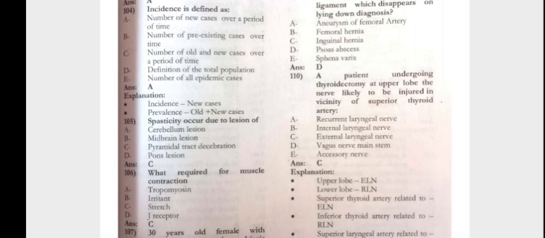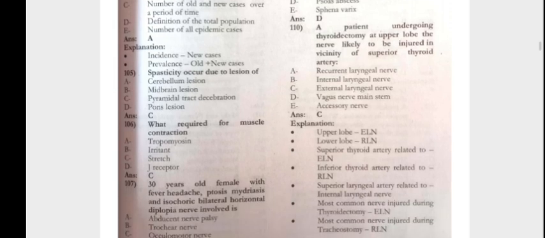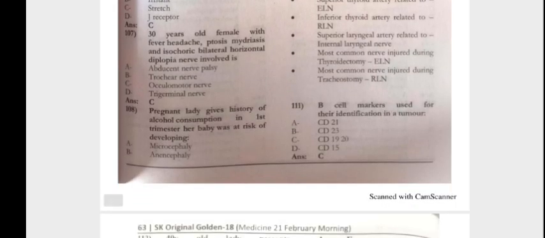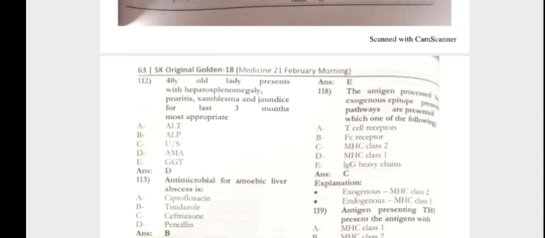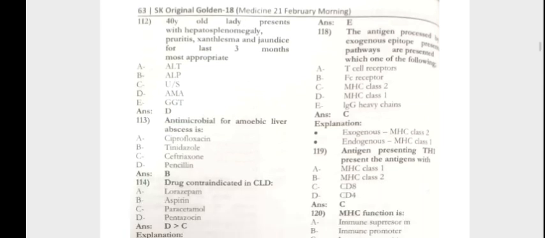The patient undergoing thyroidectomy; the nerve likely to be injured in the vicinity of the superior thyroid artery is the external laryngeal nerve. Next, the B cell marker used for identification in the tumor is the CD19, CD20. A 40-year-old lady presents with hepatosplenomegaly, pruritus, xanthelasma, and jaundice for the last 3 months. Most appropriate test is the AMA.